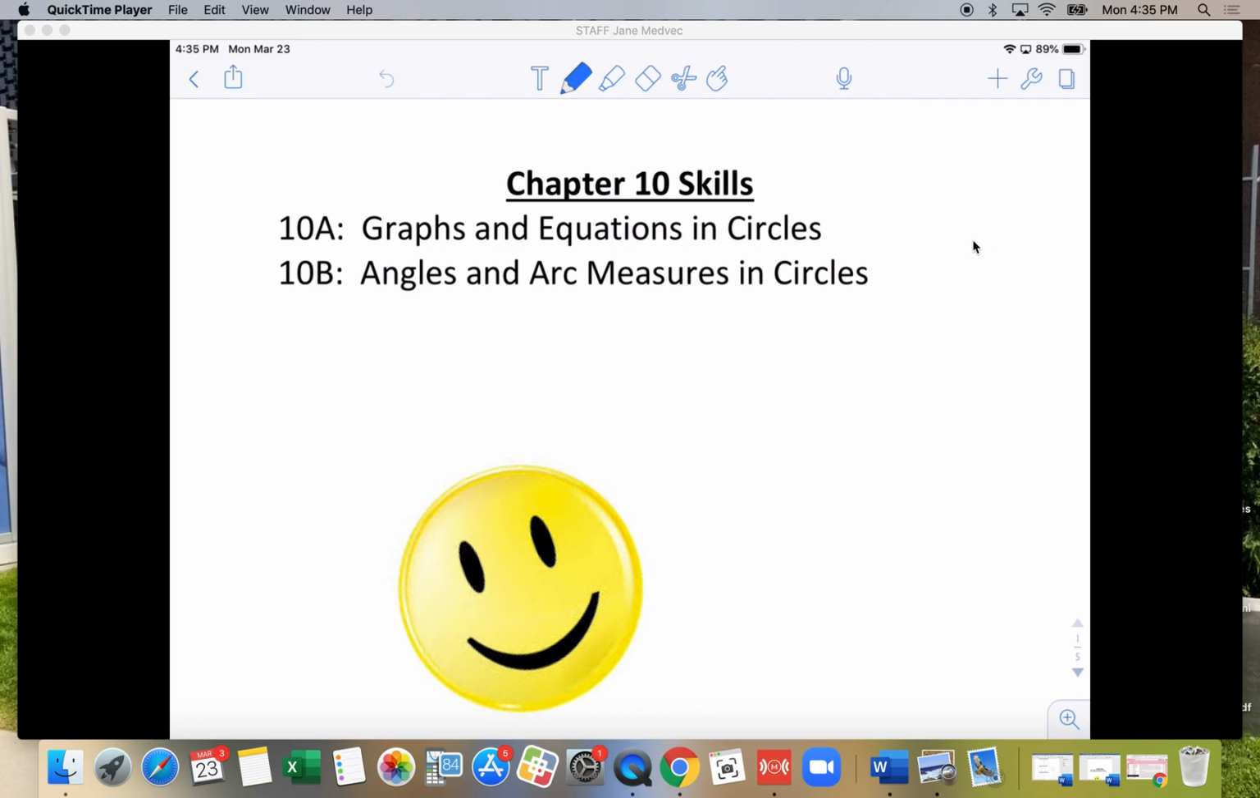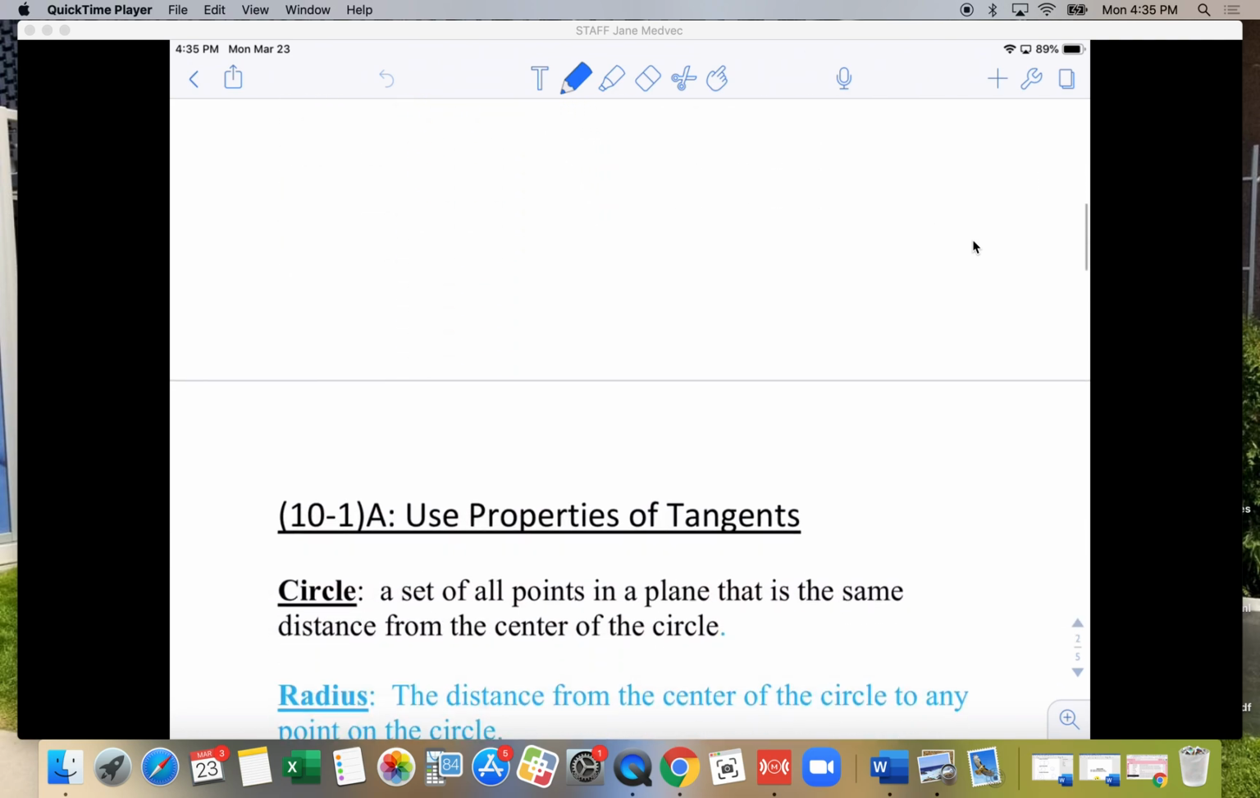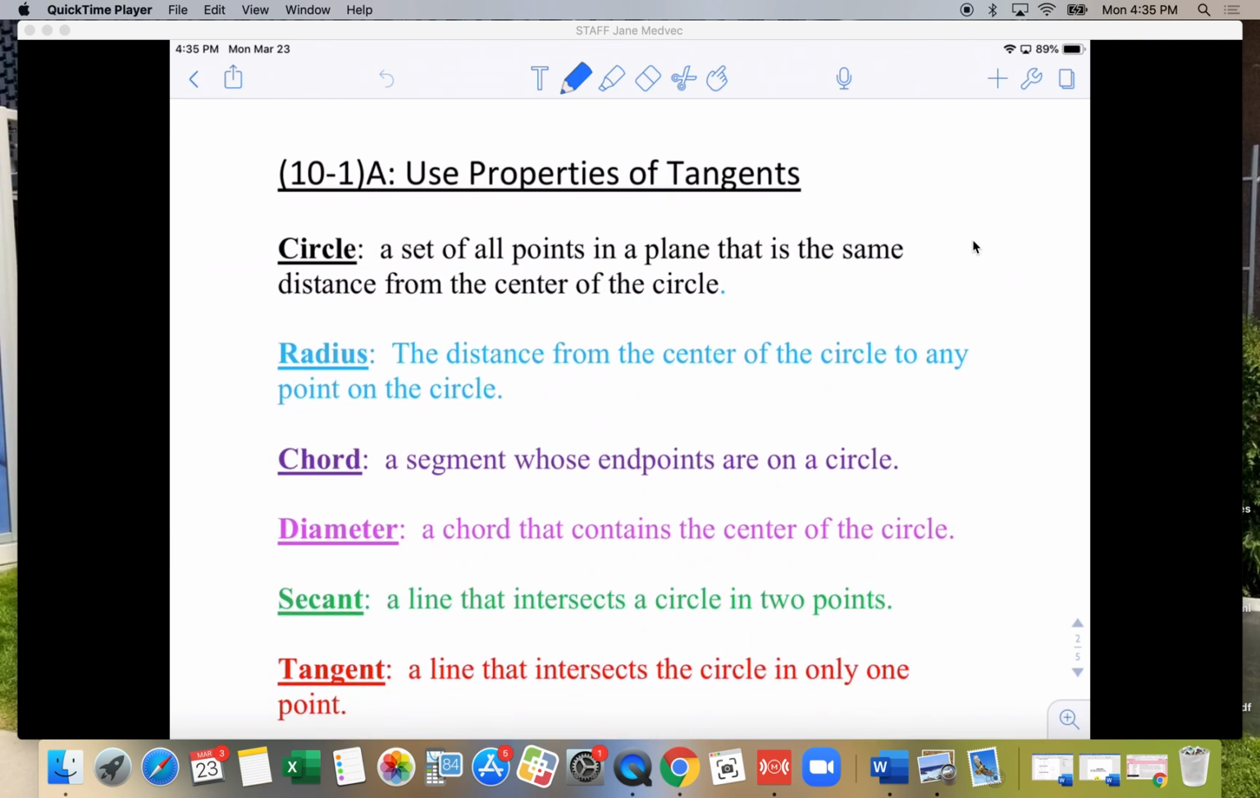Today what we're going to do is continue on with chapter 10. We're going to be looking at graphs and equations in circles and angles and arc measures in circles. Primarily today we're going to look at section 10.1a. I'm going to split this section into two pieces. The first part is A, where we're using properties of tangents.